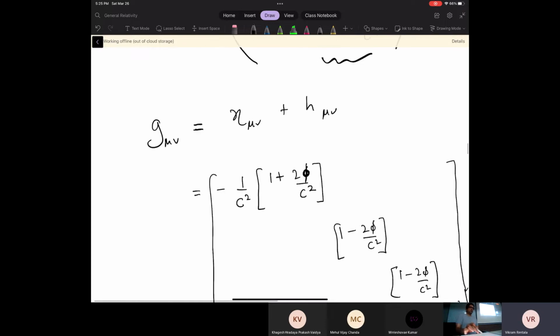So our full metric, which is eta mu nu plus h mu nu, I'm just going to drop the c because I'm not sure if I was consistent about putting the c. So c is equal to 1 in my notation.